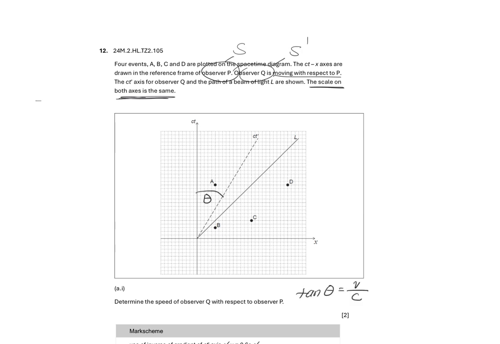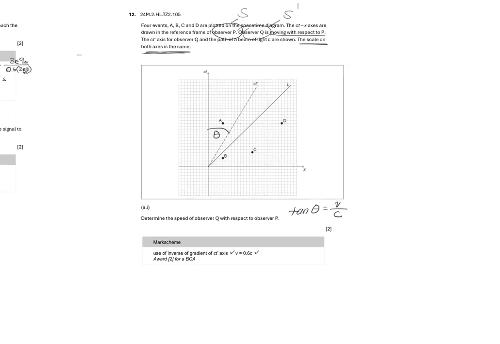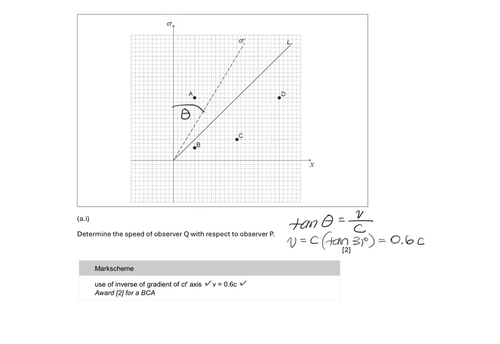So for that, we know that tangent of theta is the speed of the moving reference frame over c, and theta is the angle between the S axis and S prime axis, or the angle between CT and CT prime. Let's see. And so I used a protractor and I measured that angle to be 31 degrees. And so tangent of 31 is 0.6, and so the speed of S prime is 0.6 c, which agrees with the mark scheme.